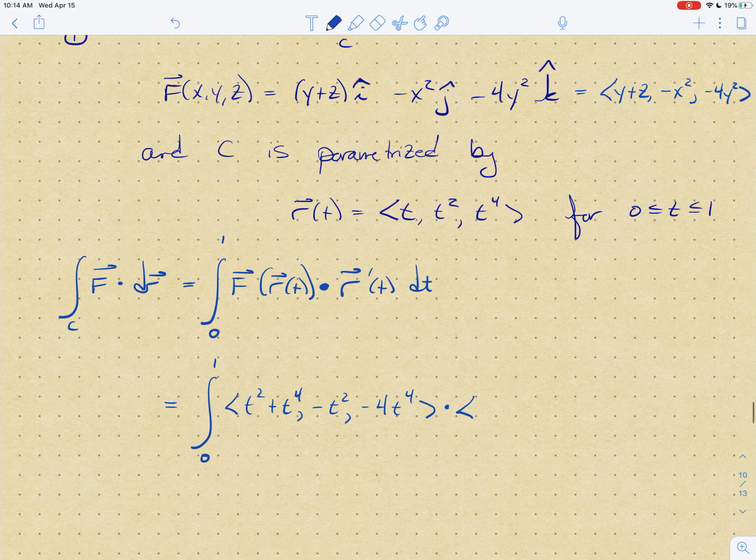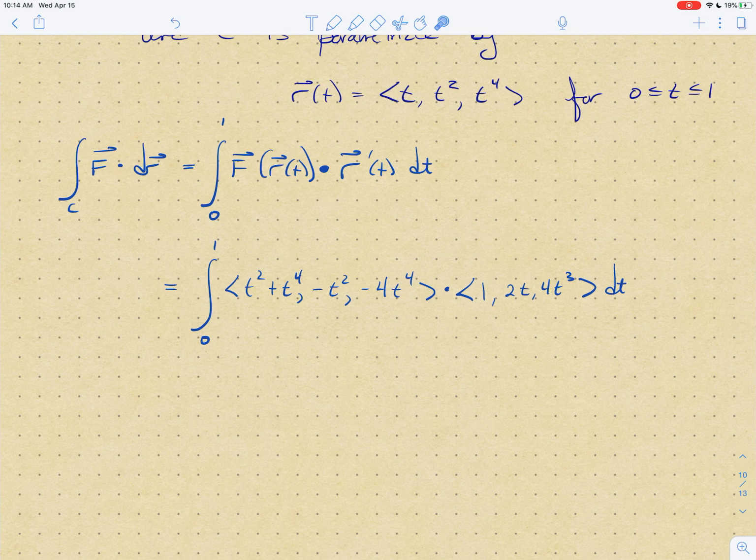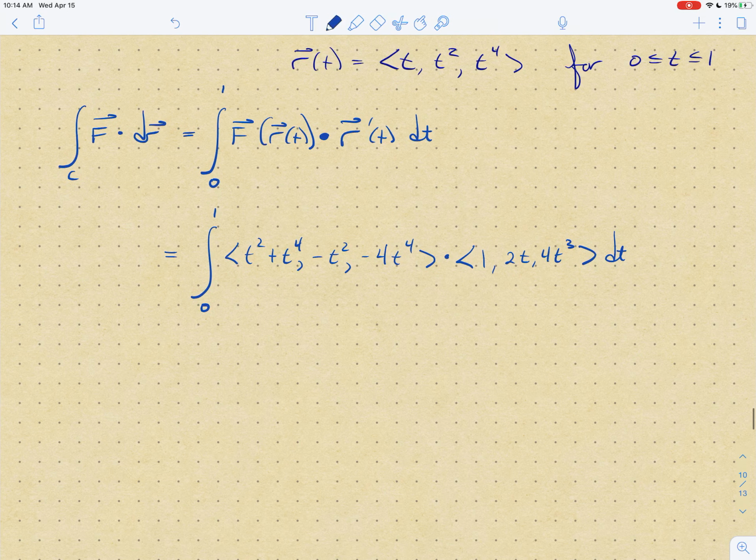Then I'm going to take the dot product with r prime. Let's just compute r prime right here. So 1, 2t, and 4t cubed dt. And at this point, even though it doesn't feel like it, you're actually more or less back to a Calc 1 integral because the dot product is going to give you a scalar function.